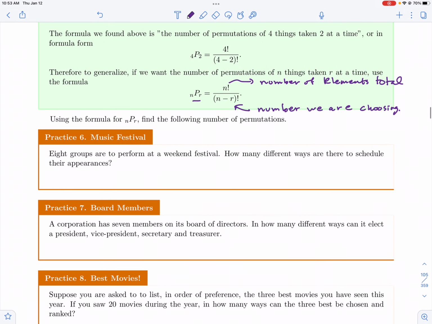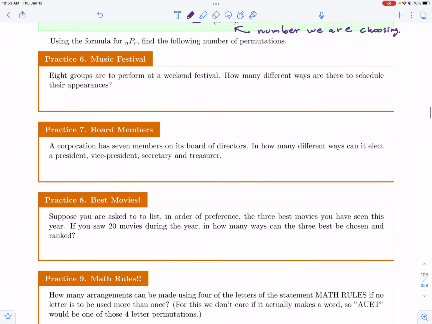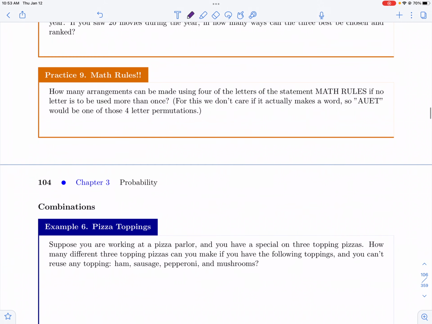So let's go ahead. I'm going to have you guys work on practice 6, 7, 8, and 9. So again, don't use the formula. Either use the calculator or use the box method, whichever one you prefer, to answer these. And then when we come back, we're going to talk about combinations, which for this one we will unfortunately have to use the calculator on. That's kind of the only way to calculate them. So go ahead, work on these, and I will see you in a second for combinations.